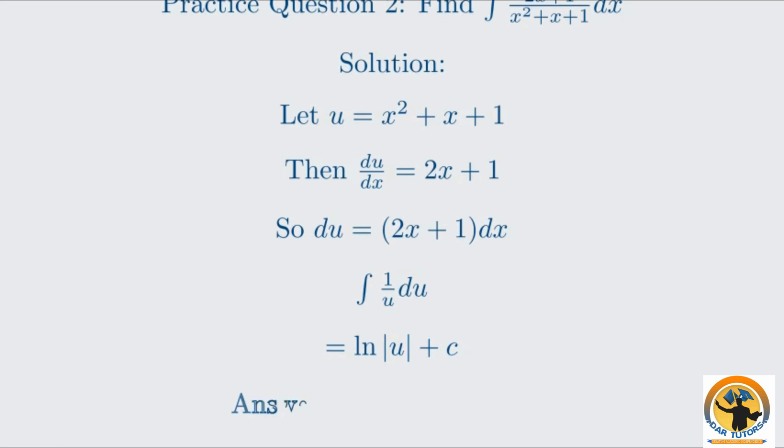Substituting back for u, our final answer is the natural log of the absolute value of x squared plus x plus 1, plus c. Let's tackle our third practice question. Take a moment to consider the best approach. Find the integral of 1 over x squared plus 4x plus 5.